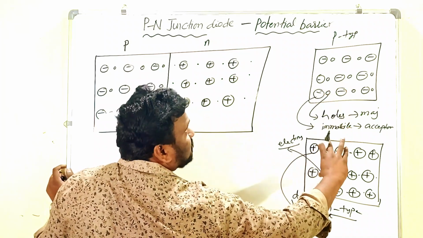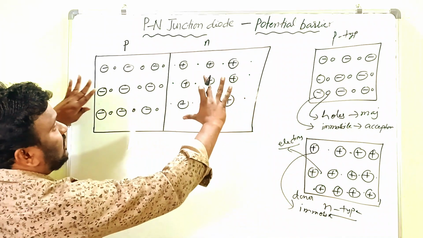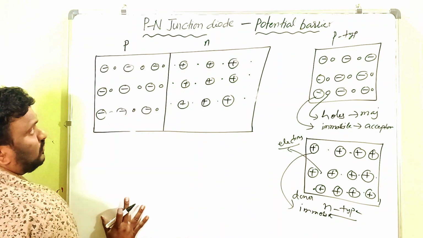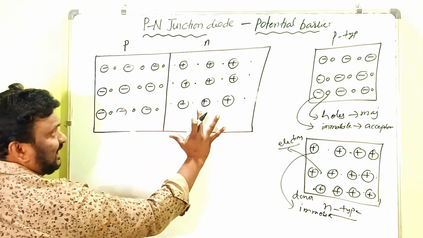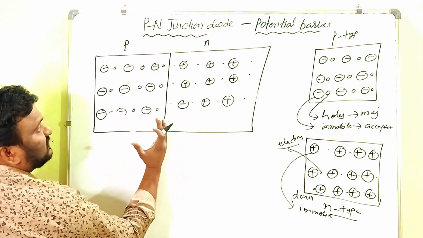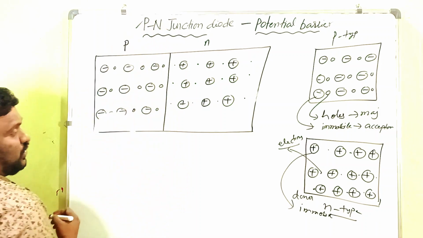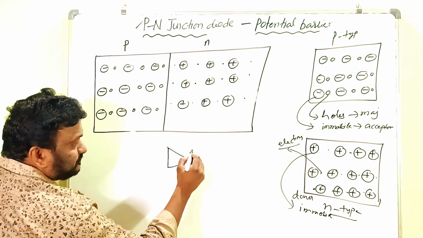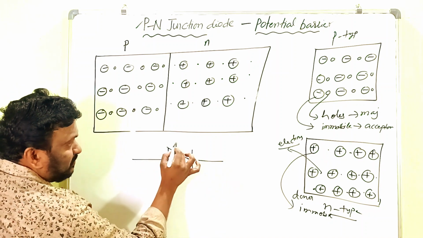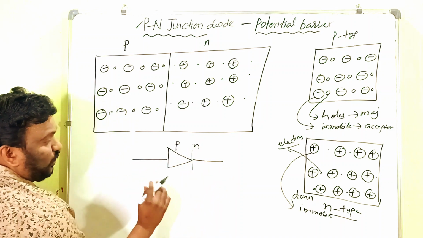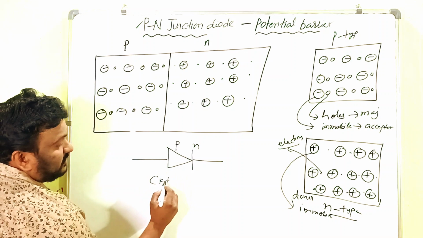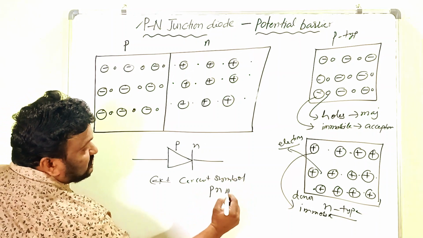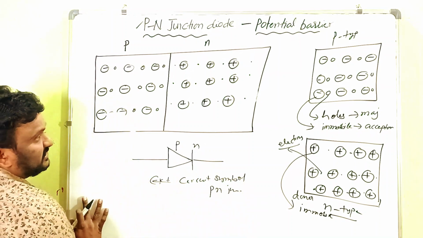Now these two semiconductors are suitably joined like this. Now this is called a PN junction diode. Clear? When the p-type and n-type semiconductors are joined together, what you get is a PN junction diode. The circuit symbol of a PN junction diode is shown like this. This triangular shape is P and this line is N. It is the circuit symbol of the PN junction diode. You have to remember that.